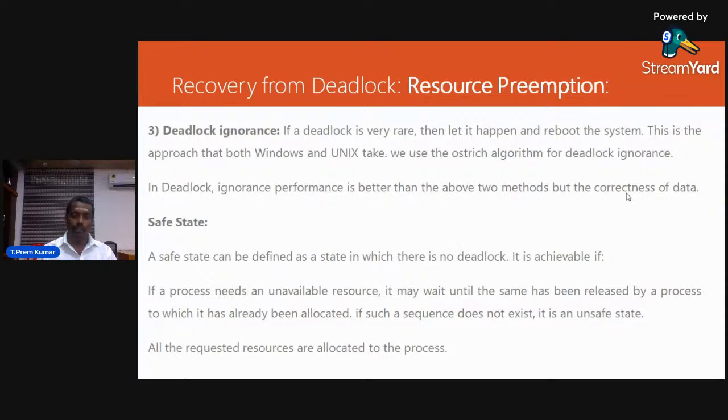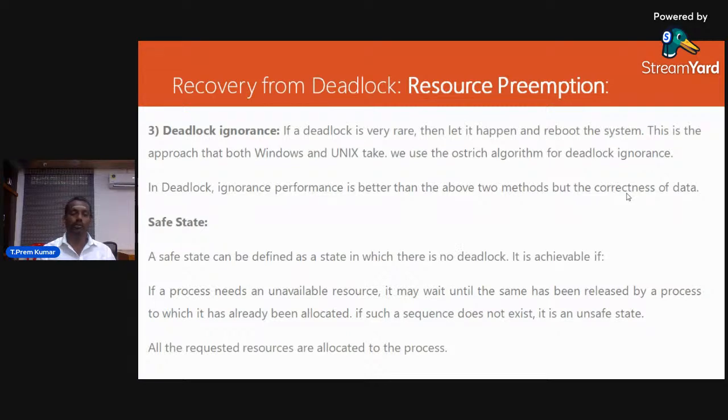A safe state can be defined as a state in which there is no deadlock. It tries to find out a certain sequence in which the processes are going to execute. If it finds a sequence of executing the processes that will not reach the deadlock state, that is safe. If in that sequence any process cannot be allocated the resources, then we can say it is a deadlock sequence. So it is calculated with the help of the safe state.